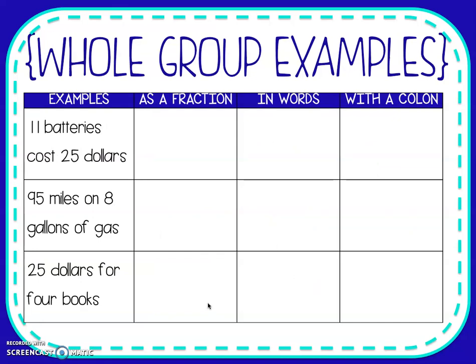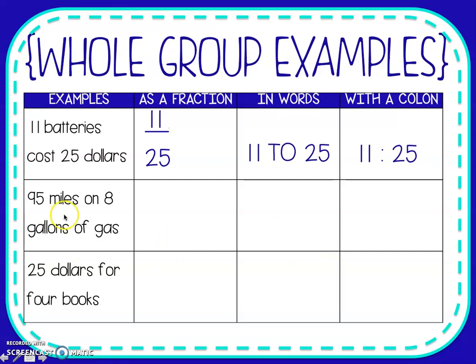So our next one says 11 batteries cost $25. So if we're going to write that as a fraction, we have our 11 as our numerator and our 25 is our denominator. We need to check that in our calculator to see if it can be simplified. All right, after plugging it into our calculator, we find that it can't be simplified. So we're just going to write it in words and with our colon. 11 to 25, 11 colon 25.